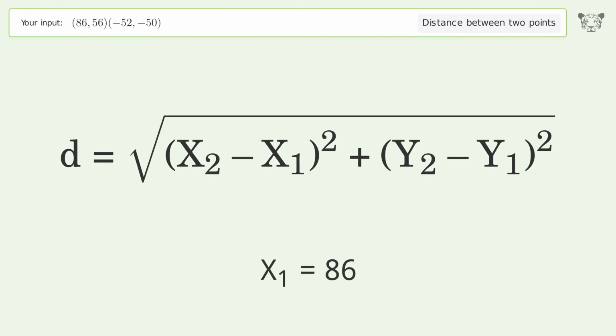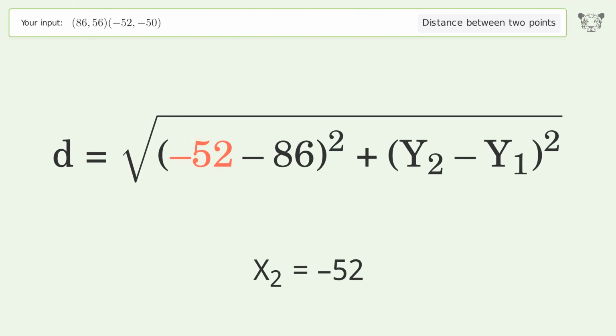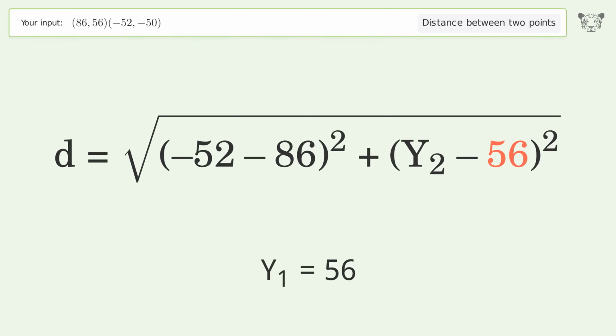x1 equals 86. x2 equals negative 52. y1 equals 56. y2 equals negative 50.